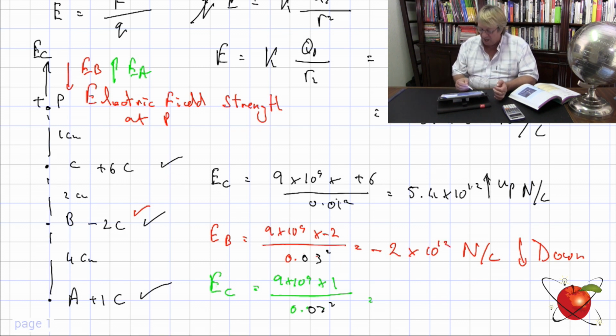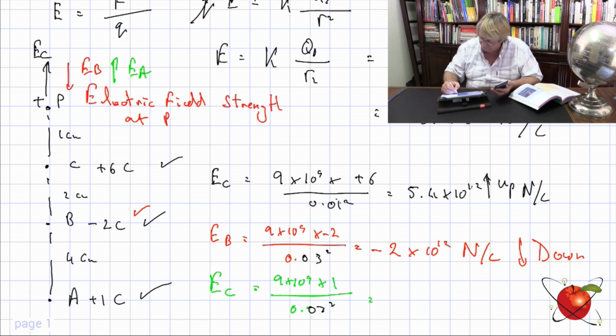Can you see what happened there? I made a mistake with centimeters. We've always got to do that carefully. Otherwise, we make the same mistakes, and we all make them. Okay, so let's go to a green one. Okay, that's 9 times 10 to the 9. Okay, 9 times 10 to the 9 equals that. Well, it's times 1. Divide by 0.07. Divide 0.07 is going to be 1.84 times 10 to the 12 newtons per coulomb.